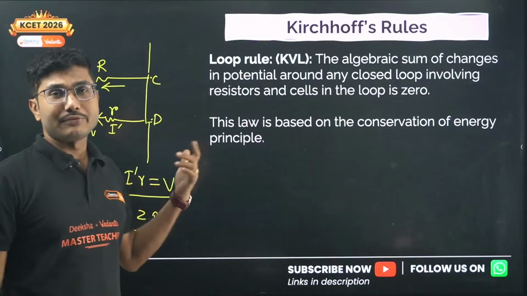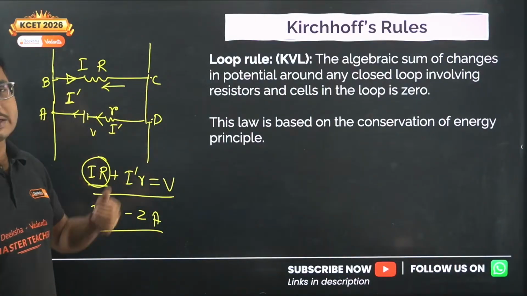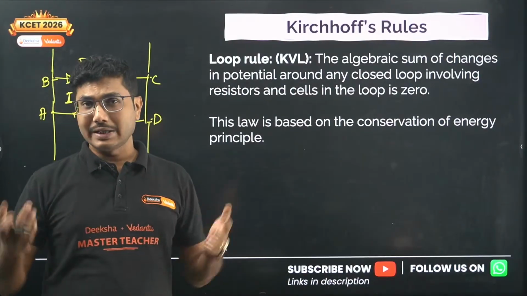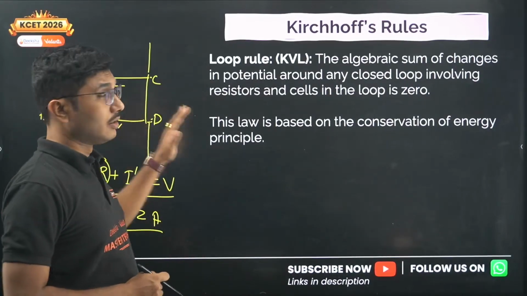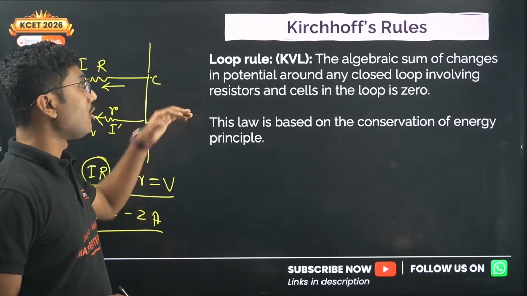So if you add all the I square R, you will be getting the total energy. So the conservation of energy principle gives you Kirchhoff's voltage law, or loop rule.